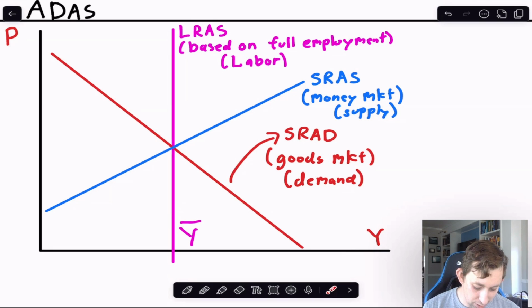Now, if we think about the goods market or demand, of course, as price goes up, the amount of stuff we demand goes down. So it makes sense that that's downward sloping. For the supply curve, as the price increases, firms are willing to make more stuff. And so it makes sense that this short-run aggregate supply curve is upward sloping.